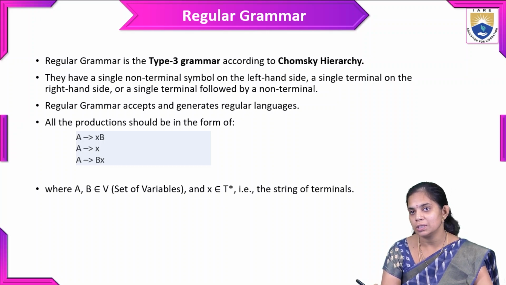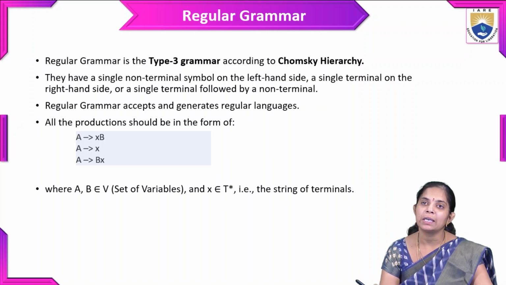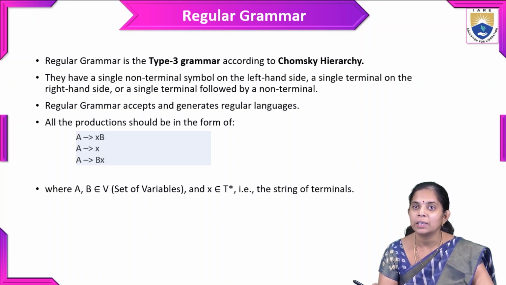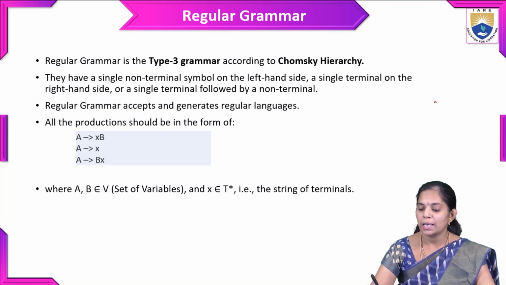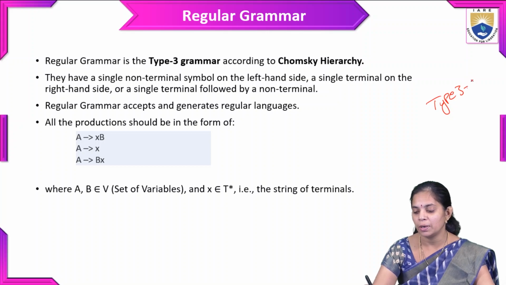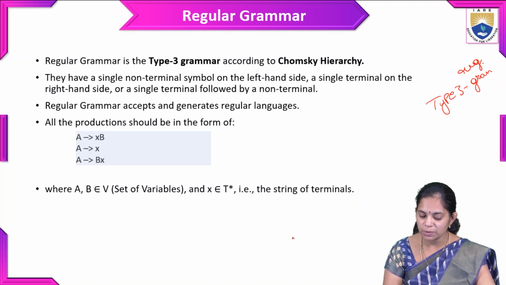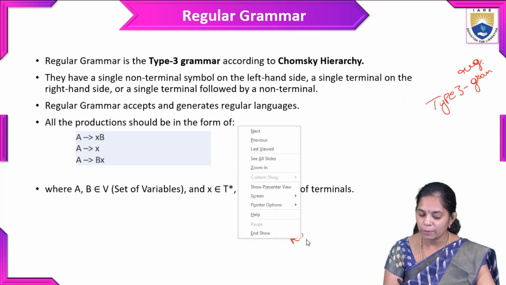So Turing machines, which type of grammar are we going to use for the construction of a Turing machine? Here the Turing machine is constructed with type 0 grammars. Type 3 is the regular grammar. So, while coming to the Chomsky hierarchy, regular grammar.